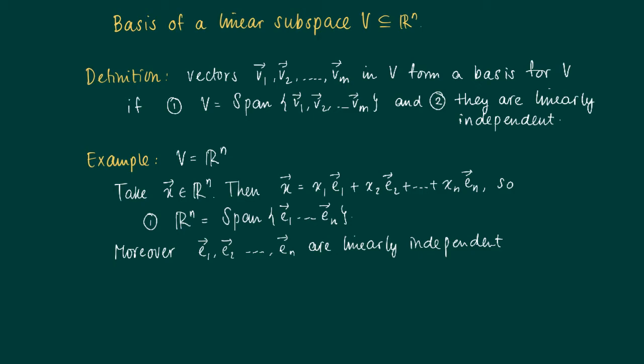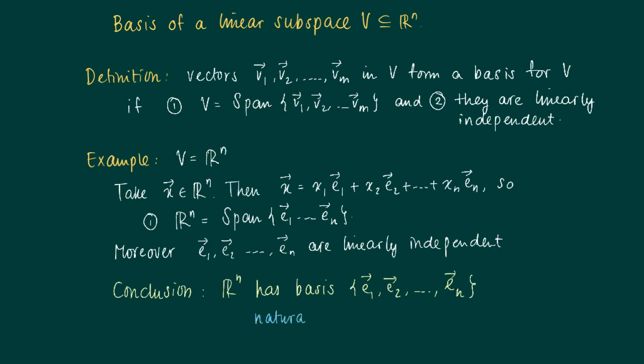So we may conclude that we found a basis here for Rn, which is called the natural basis for Rn. Rn has a basis consisting of the standard unit vectors e1, e2 until en. And this is called the natural basis for Rn.